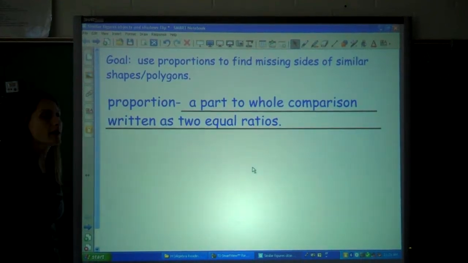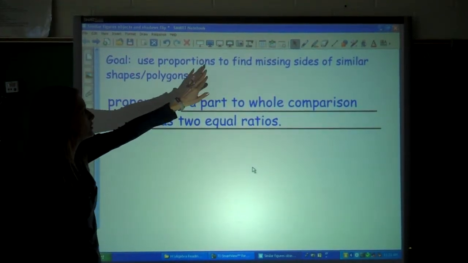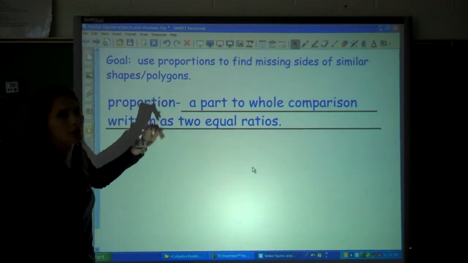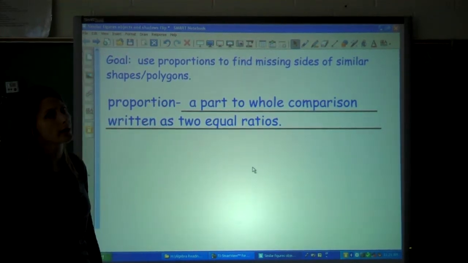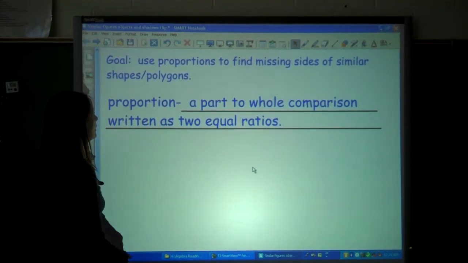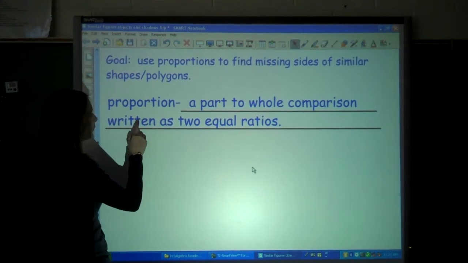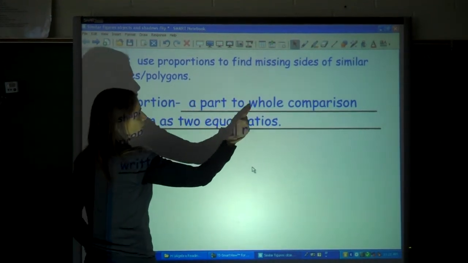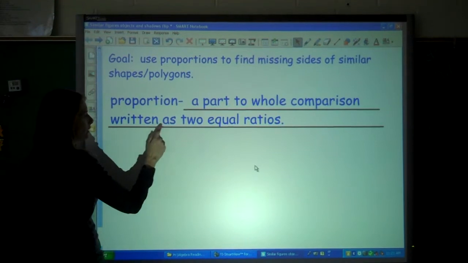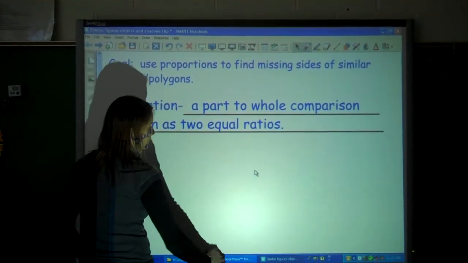Okay, today we're going to be using proportions to find missing sides of similar shapes and polygons. Today, though, we're going to have word problems and not pictures. So please copy down the definition of a proportion. It is a part-to-whole comparison written as two equal ratios.